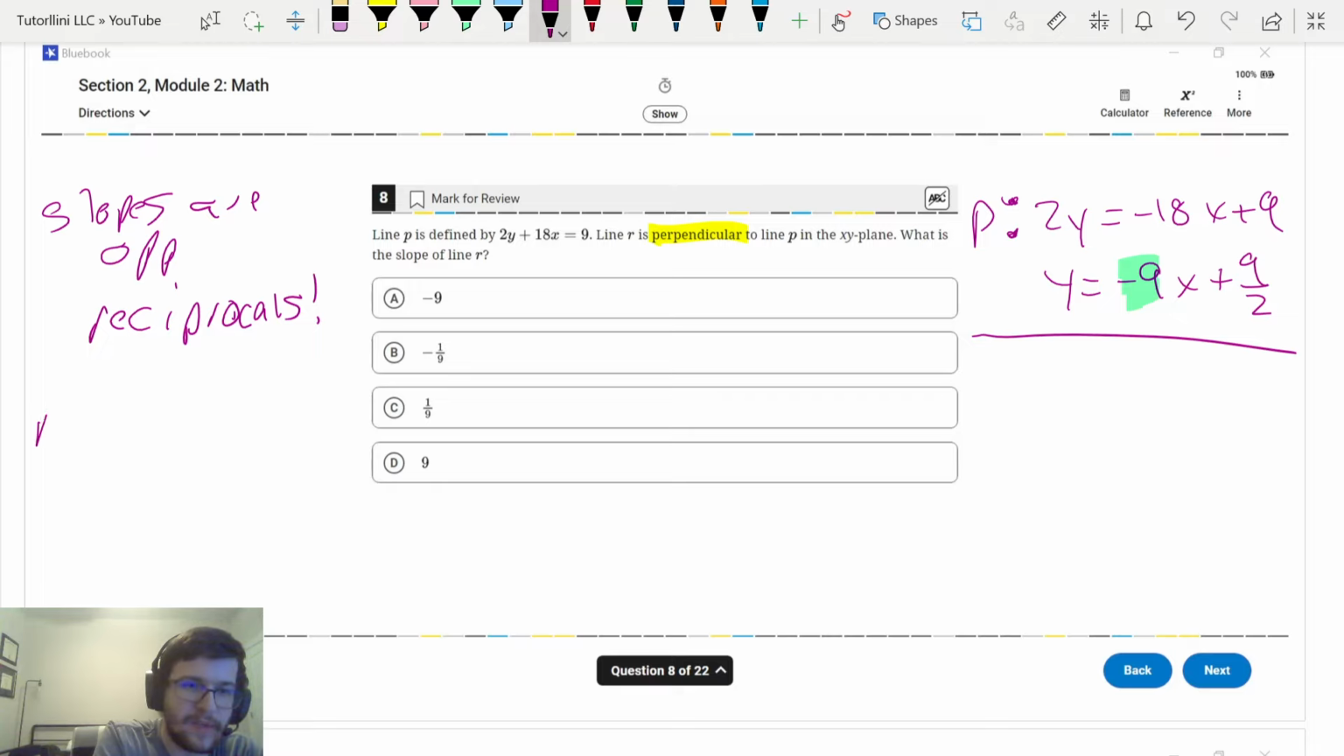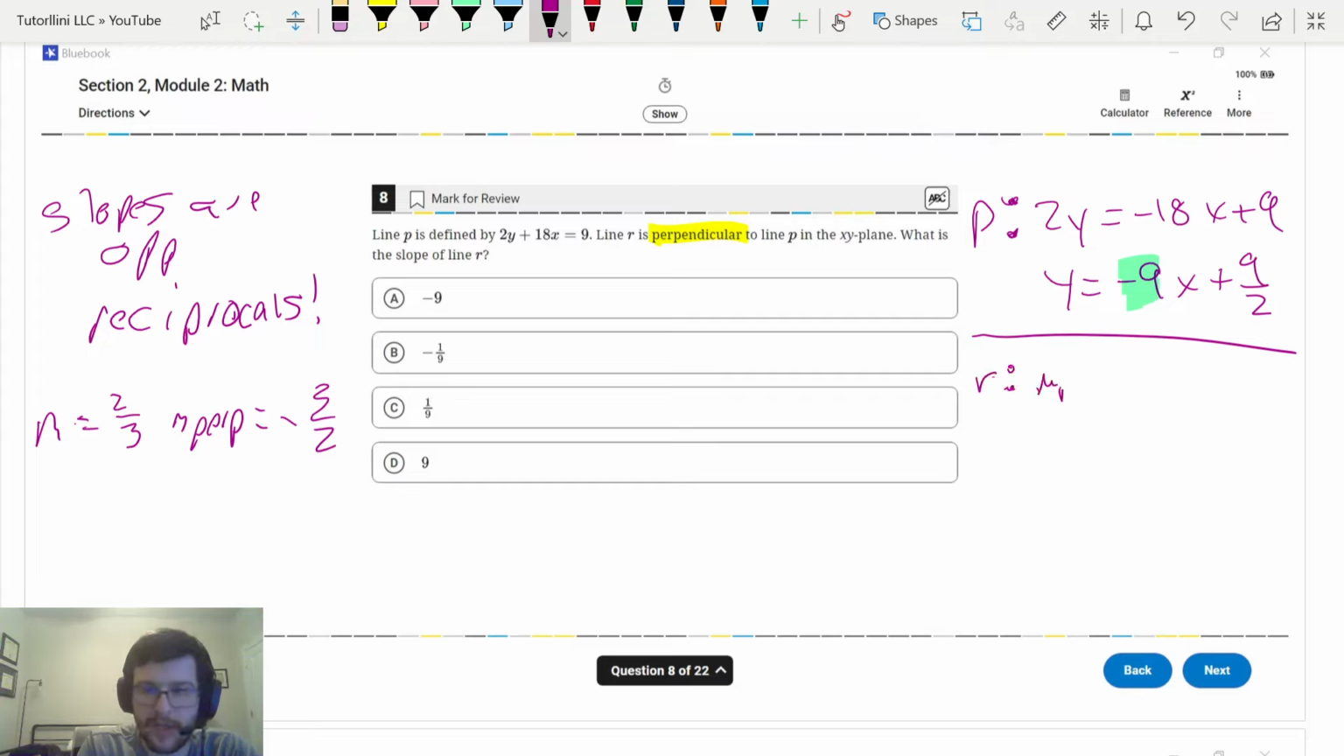I went over this in another video, but let's say you had a slope of 2/3. The opposite reciprocal would be 3/2, and then you multiply by negative 1, so negative 3/2. Okay, so for line R, the perpendicular slope, so the reciprocal would be negative 1/9, and then you multiply by negative 1, so it becomes positive 1/9.